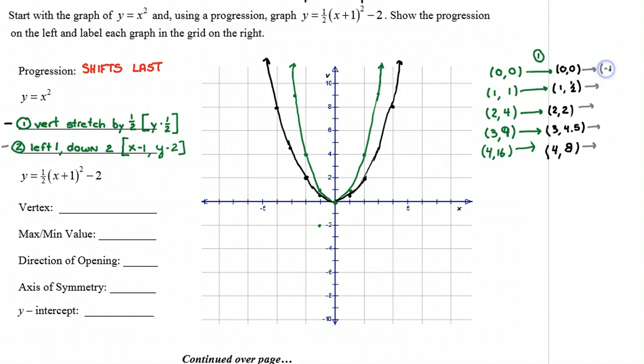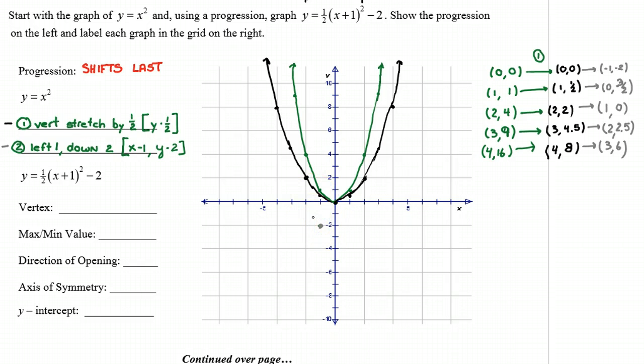So this is going to become -1 minus 2. This is going to become 0, comma, minus 1 and 1/2. So minus 3 over 2, let's say. This is going to become 1, comma, 0. This is going to become 2, comma, 2.5. And this is going to become 3, 6.